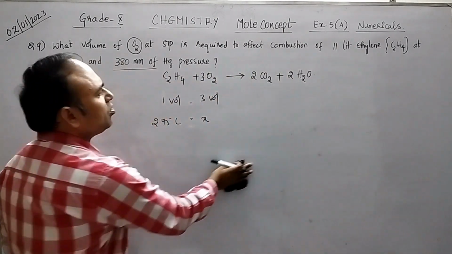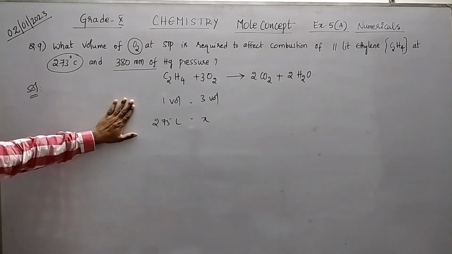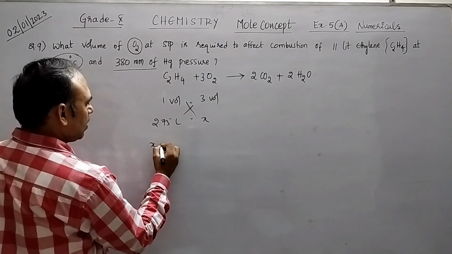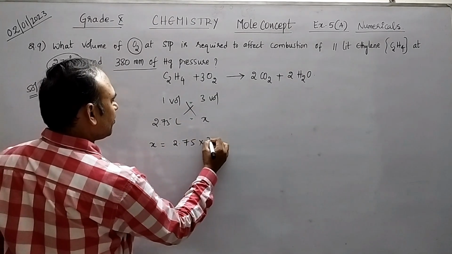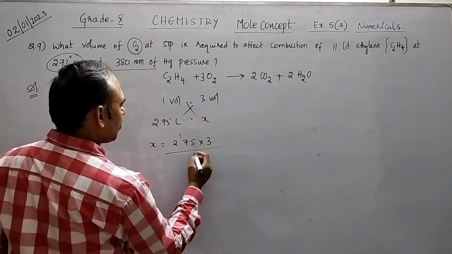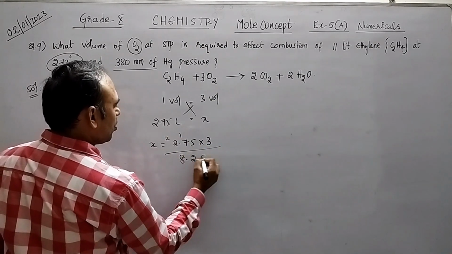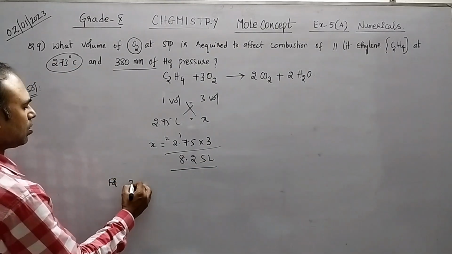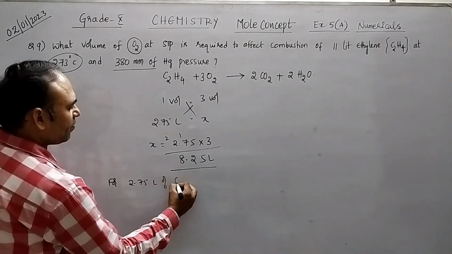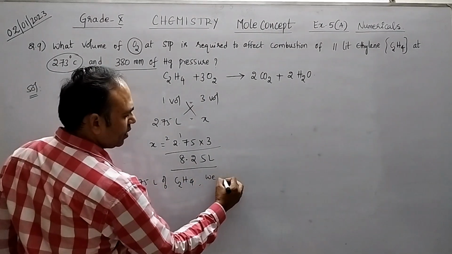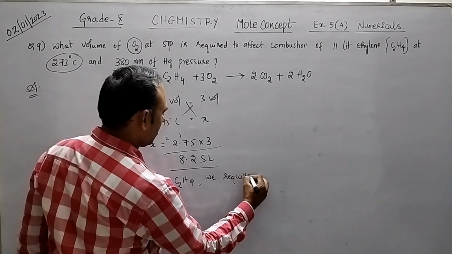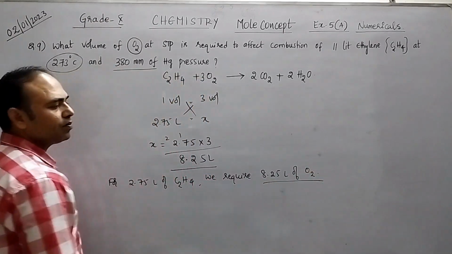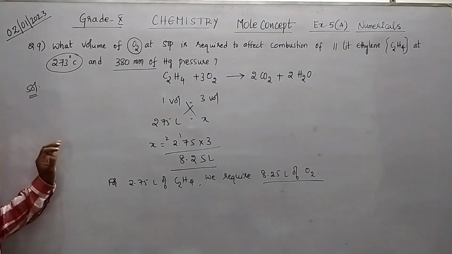The first part of the question, you needed to calculate V1. Then we calculate what is the volume of oxygen required. On cross multiplication, X is equal to 2.75 into 3. So 8.25 liters. So we can say that for 2.75 liters of ethylene, we require 8.25 liters of oxygen for complete combustion. Hope you have understood this. Let us move to question number 10.